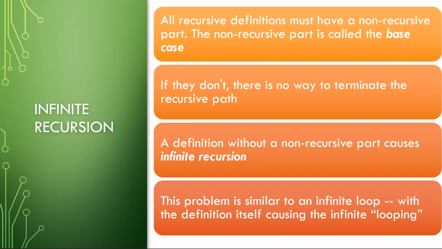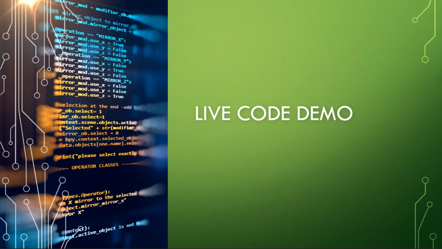Now, one thing you need to worry about when doing recursion is the case of infinite recursion. This is the same as an infinite loop, where you don't hit the actual ending conditions and the loop never exits. With infinite recursion, it just keeps continuously recursing, which could cause problems like crashing the program later on. So all recursive definitions must have a non-recursive part, some section where it makes a decision and then doesn't call the method again, and this is called the base case. If they don't, there is no way to terminate the recursive function, and a definition without a non-recursive part causes infinite recursion. So that's the infinite loops.